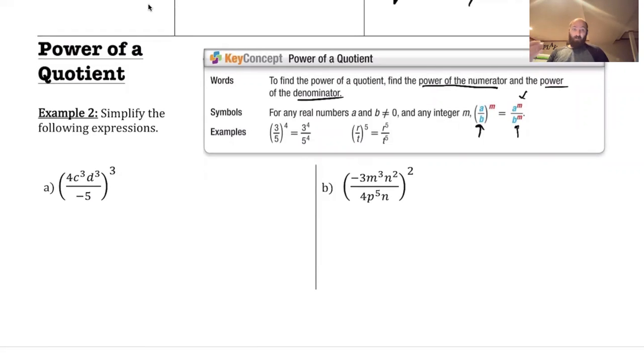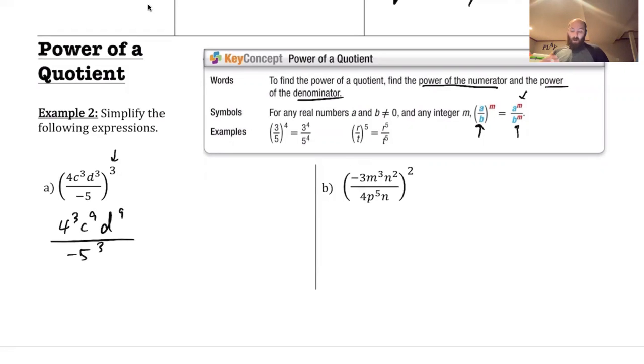Everything, both in the numerator and denominator, gets raised to this 3rd power right here. So my new answer here will be 4 to the 3rd. C to the 3 times 3 is 9. D to the 3 times 3 is going to be D to the 9th. And then that's all over -5 to the 3rd power.